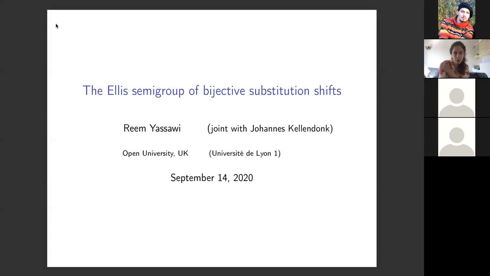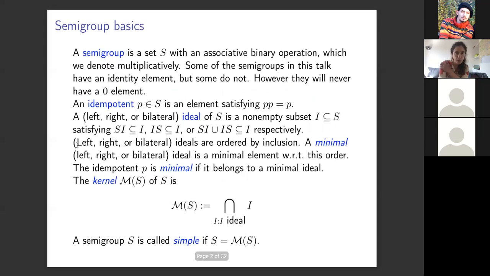All right. Okay, so the first slide really is the most basic slide. If you know what a semigroup is, you can ignore this first slide and go get some coffee. A semigroup is a set with an associative binary operation. For us, our semigroups are going to be semigroups whose elements are functions from a space into itself. That's why our operation is composition of functions, so we denote it multiplicatively. Our semigroups never have 0 elements. Sometimes they'll have an identity element and sometimes they won't in today's talk, but the actual Ellis semigroup always has the identity element.